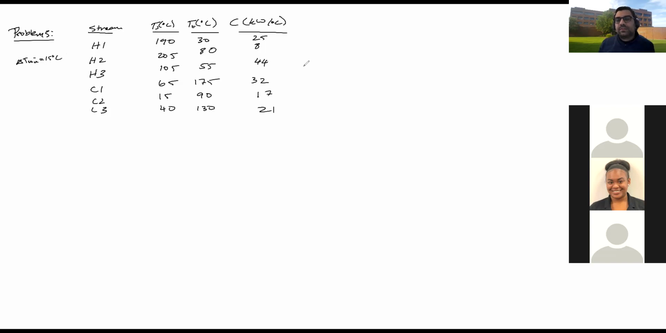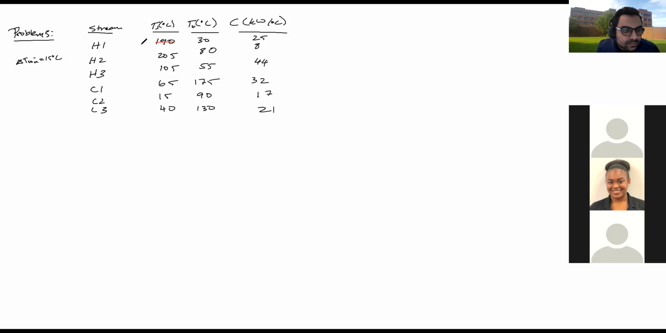So let's go through the steps. Let's solve this problem. So the first step is always to remove delta T minimum from my hot streams, and only the hot streams. Don't subtract it from the cold streams. If you're having a long day, you might just be going through the motions and subtract the delta T minimum from everything. Doesn't work.